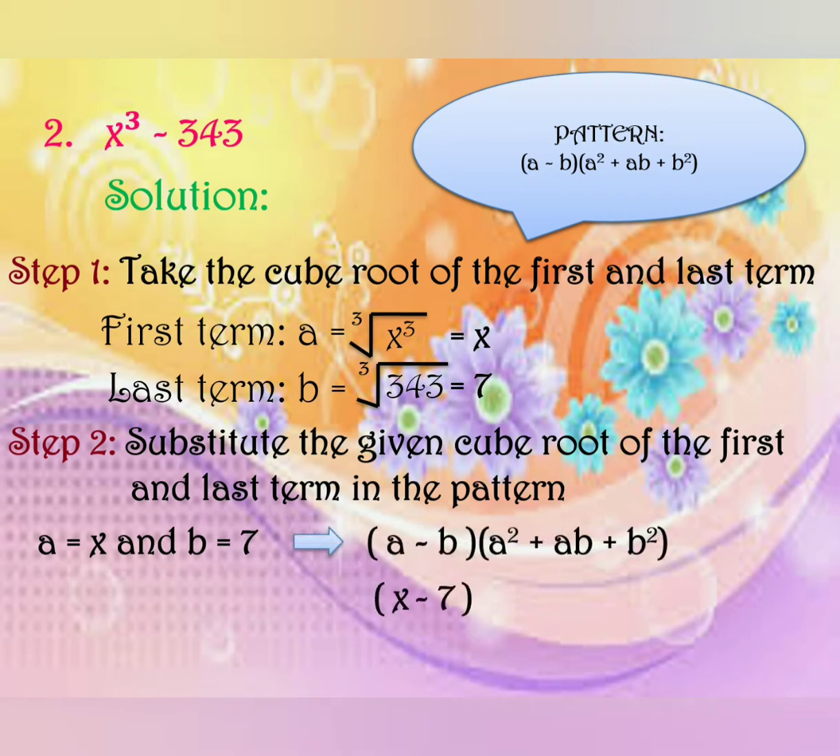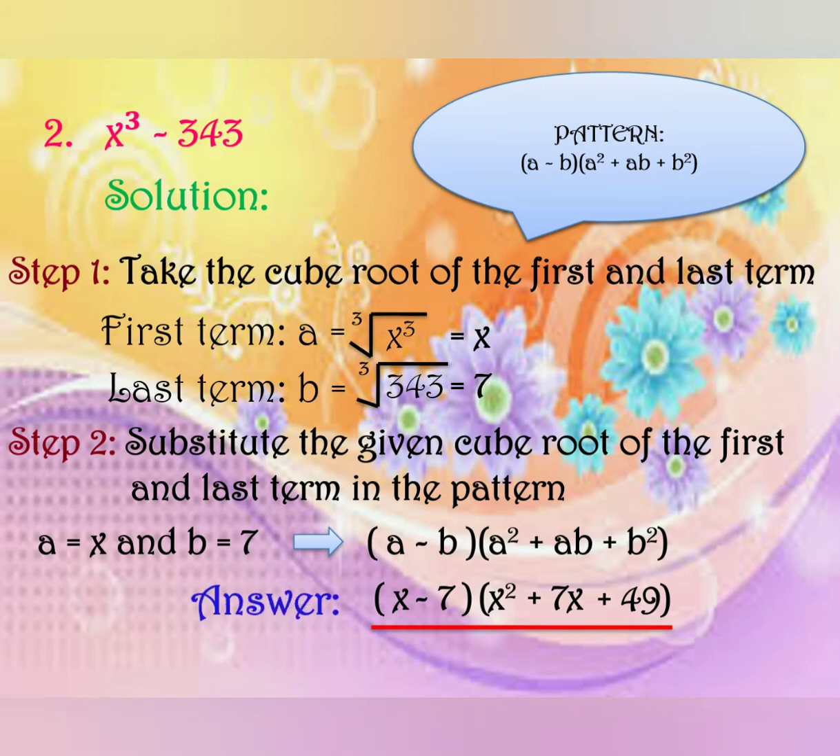So quantity x minus 7 times quantity x squared plus 7x plus 7 raised to 2, which is equal to 49. So the factored form of x cubed minus 343 is equal to quantity x minus 7 times quantity x squared plus 7x plus 49.